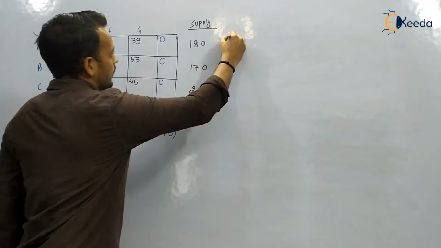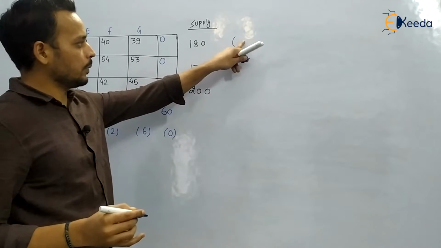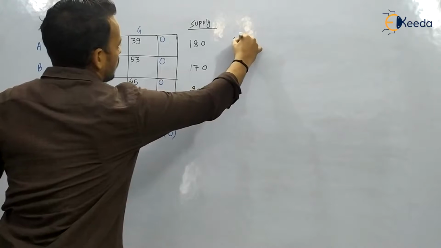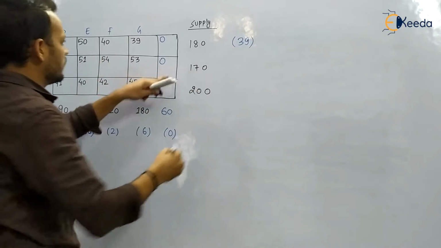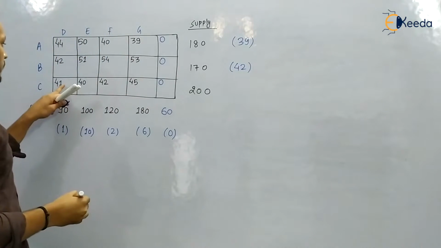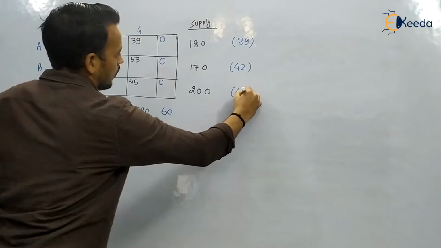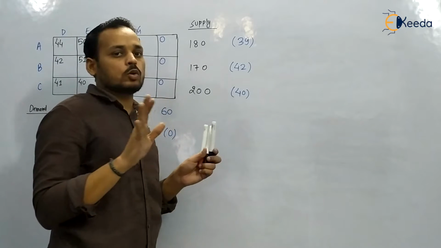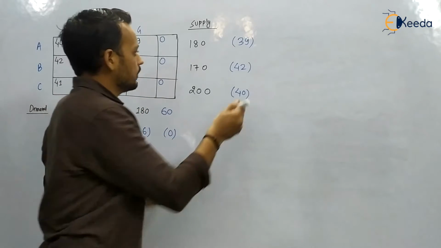Now here also we will apply the penalty. The difference of two minimums: 39 minus 0 is going to be 39, here 42 minus 0 is going to be 42, and here 40 minus 0 is going to be 40. These are steps you already know; they had been told to you in the VAM method, or Vogel's approximation method. Now the highest is this 42.